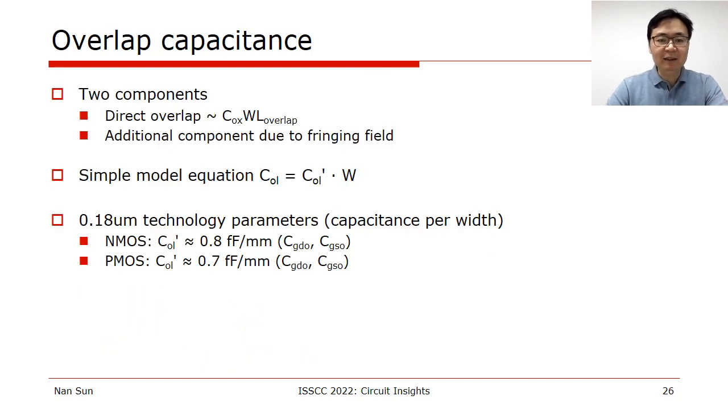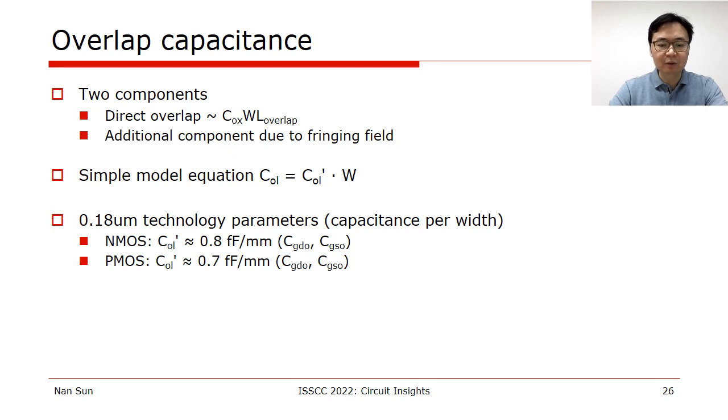So the overlap capacitance includes two components. One is the exact overlap between the gate and the source and the gate and the drain. This capacitance can be modeled as a parallel plate capacitor and can be easily calculated as Cox times W times L overlap. The other component results from the fringing field, which is more like a three-dimensional fringe capacitor. And these two components are proportional to the width of the transistor.